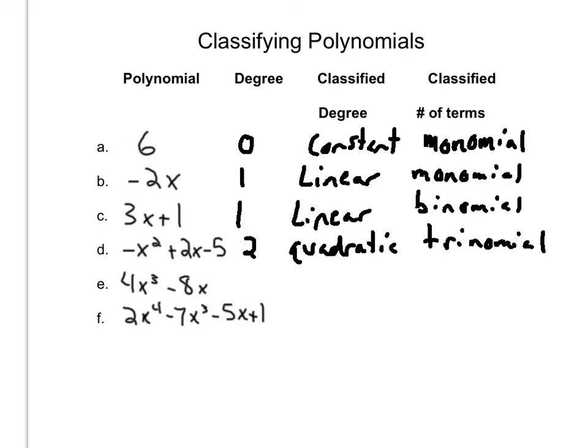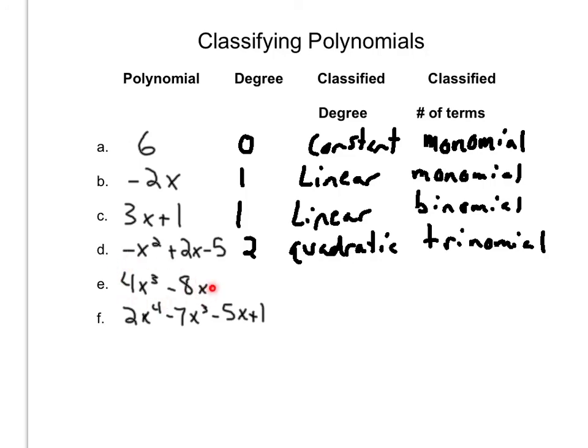So again, classifying by degree, tell me the degree, the number of the degree, and then tell me what the name of it is as well. And classifying by number of terms means tell me by number of terms, monomial, binomial, trinomial, and so on.